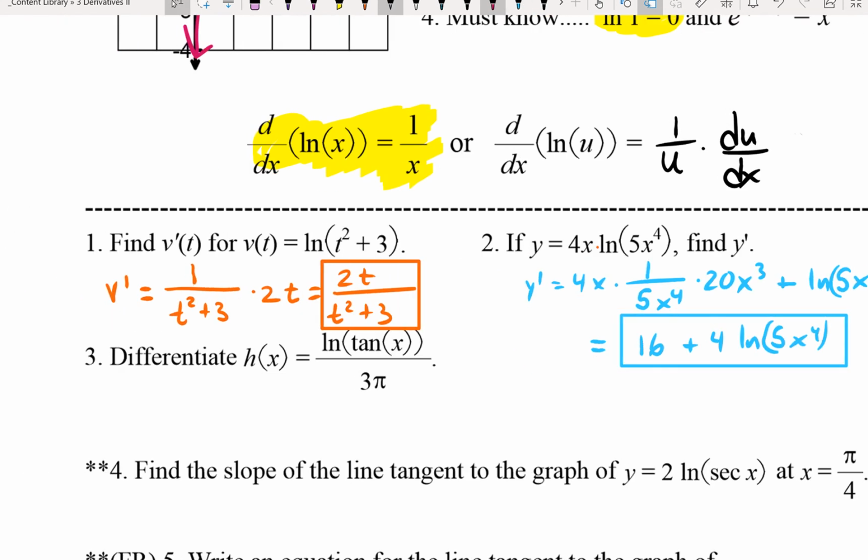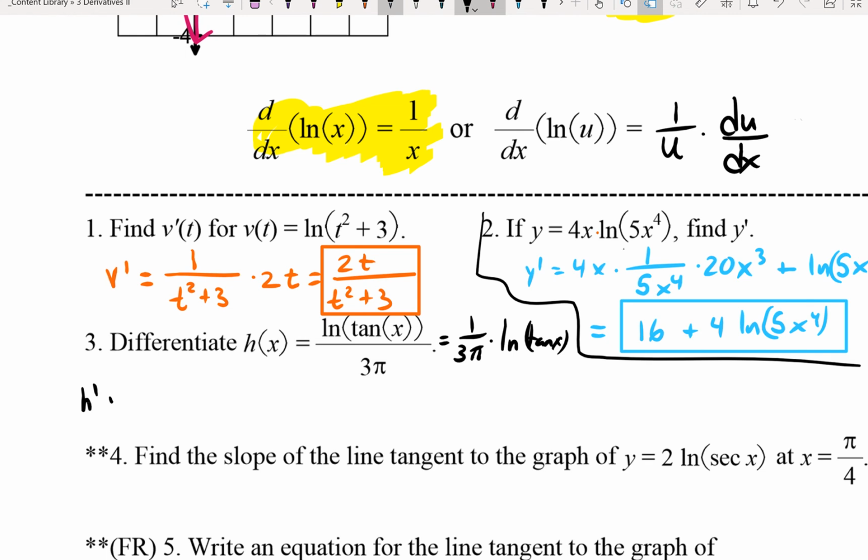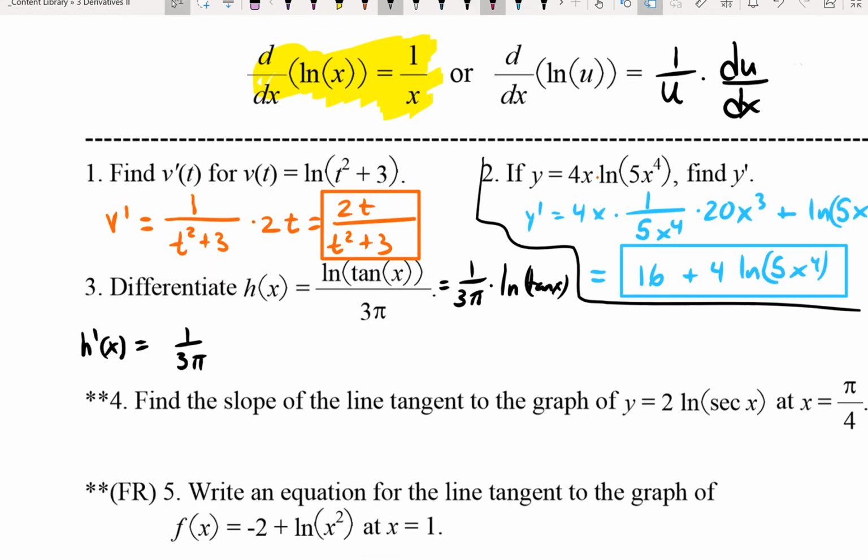Number 3, I have what looks like a quotient, but in reality it can be written as 1 over 3 pi ln tangent of x. Just isolate this out here. So this is just a constant multiple. So when you find the derivative, that constant multiple will just stay as a constant multiple, 1 over 3 pi.